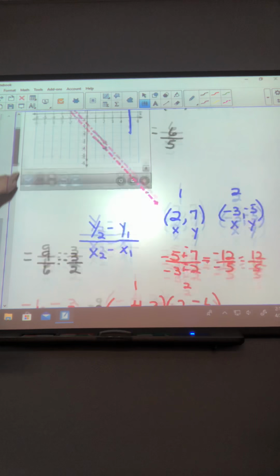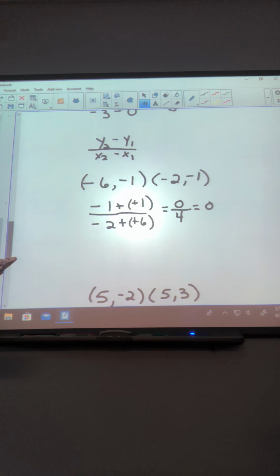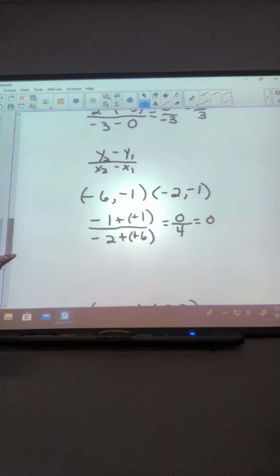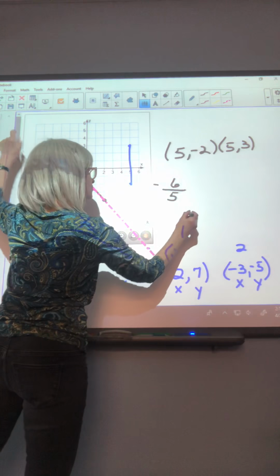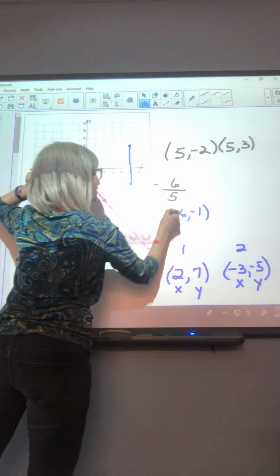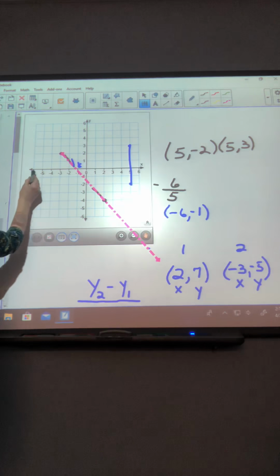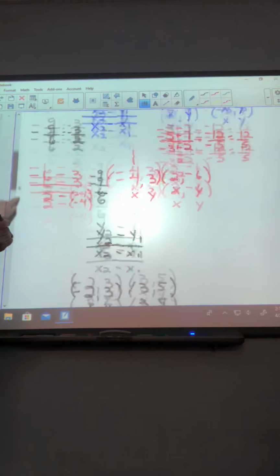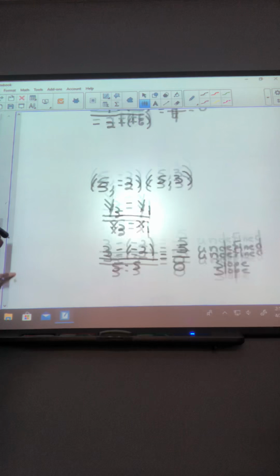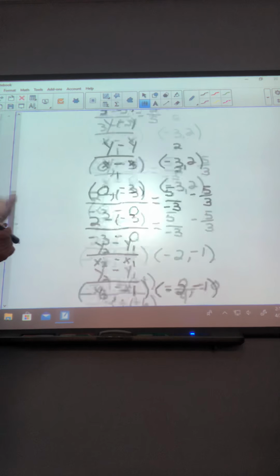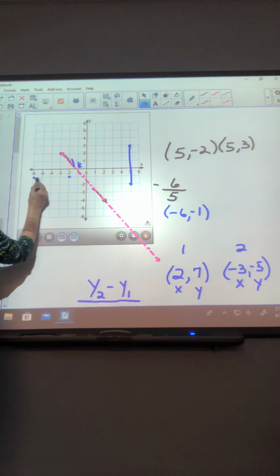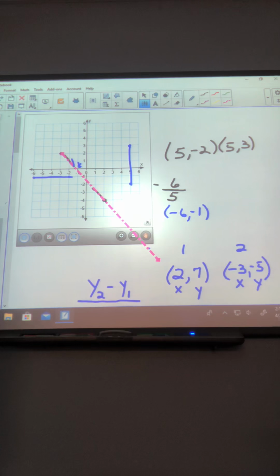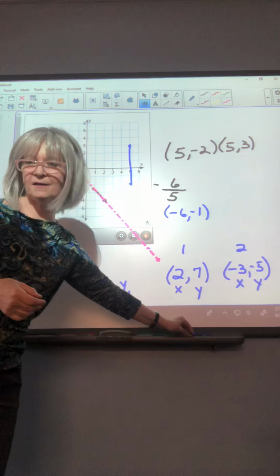And then for the 0 slope, let's go ahead and also look at that one. We had a -6, -1. So a -6, -1 would be right there. And I think we had, I can't remember, a -2, -1. So -2, -1, and you can see how those make a 0 slope. Okay. All right, very good.